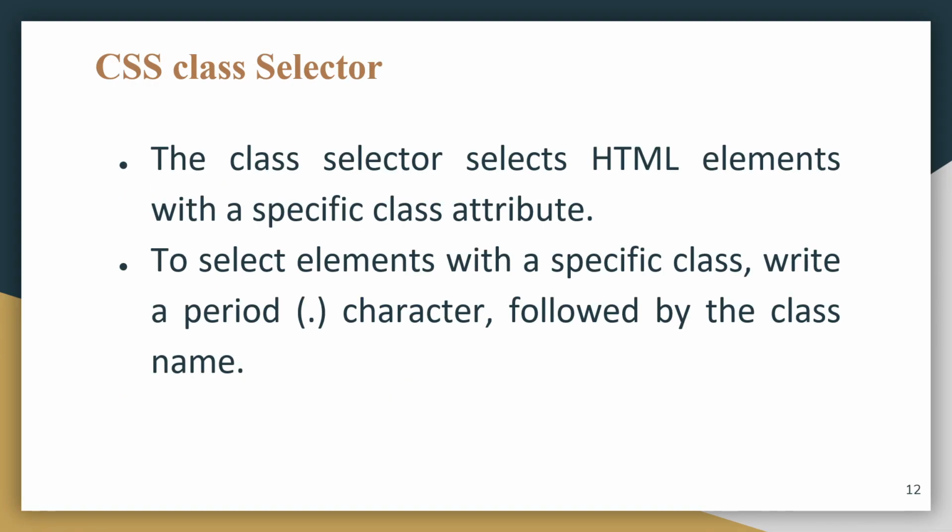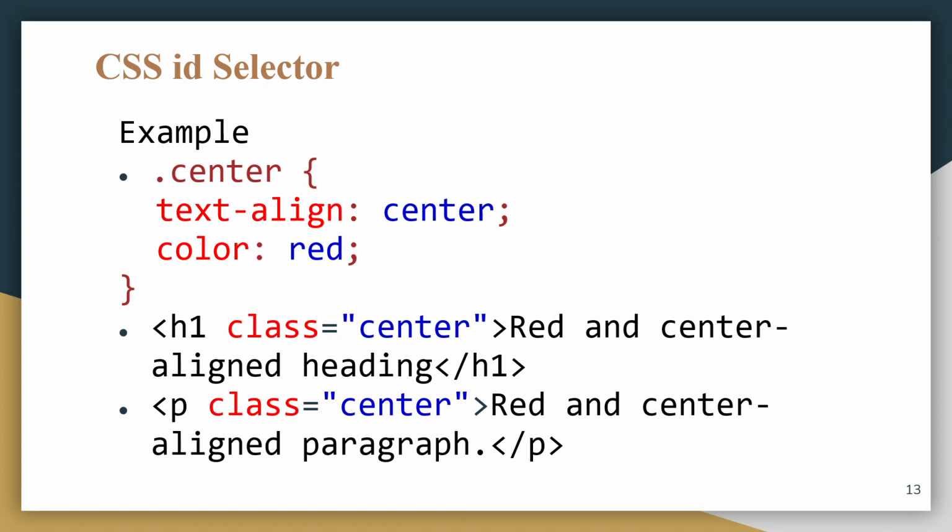Next, the class selector. The class selector uses the class attribute. To write a class selector, you use the dot symbol followed by the class name. Let's see an example. Here .center is the class selector, and it has center alignment and red color. So the center class will be applied to both the h1 heading and the p paragraph, making them red and center aligned.